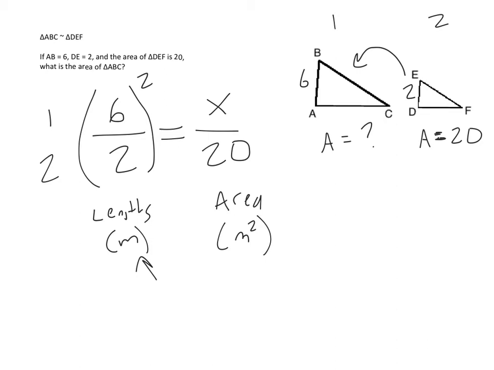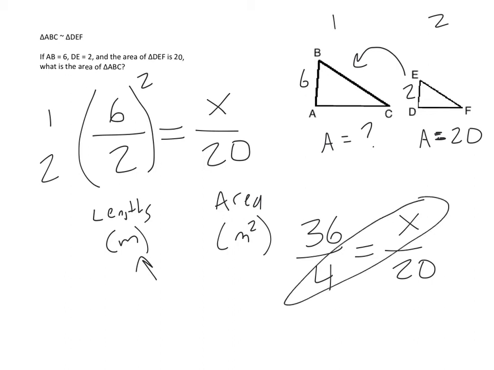So now what we can do is, okay, 6 over 2 squared. You can square the numerator and denominator separately if you'd like. So 6 squared is really 36. 2 squared is 4. So you have 36 over 4 equals x over 20. And then you can do this any number of ways. Again, if you want to cross multiply and divide, you can. That might be tricky without a calculator, but 4 times x is 4x, times 36 times 20.